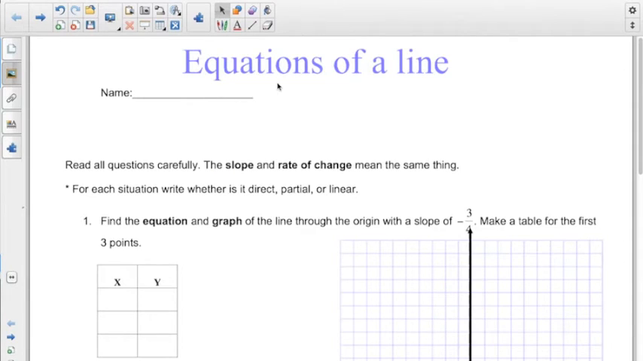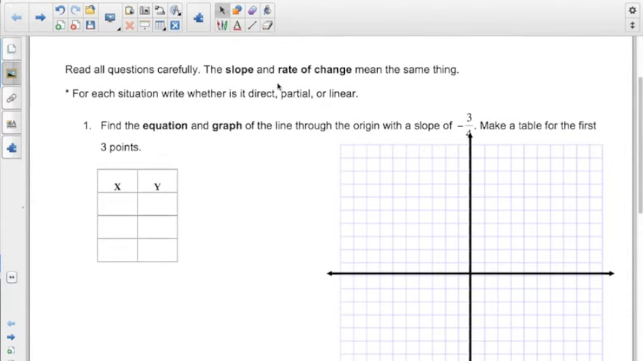Okay guys, so in case you missed it, we're going to be going over the homework. This is basically what your test is going to look like. First thing it says is read all questions carefully. The slope and the rate of change mean the same thing. For each situation, write whether it's direct, partial, or linear.